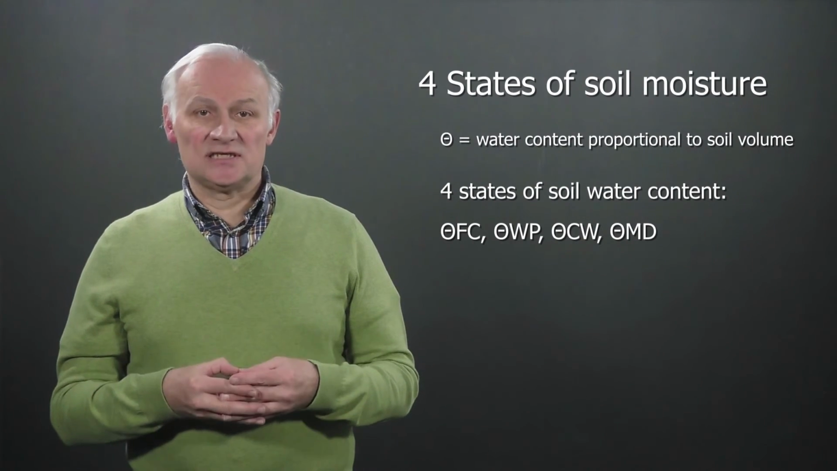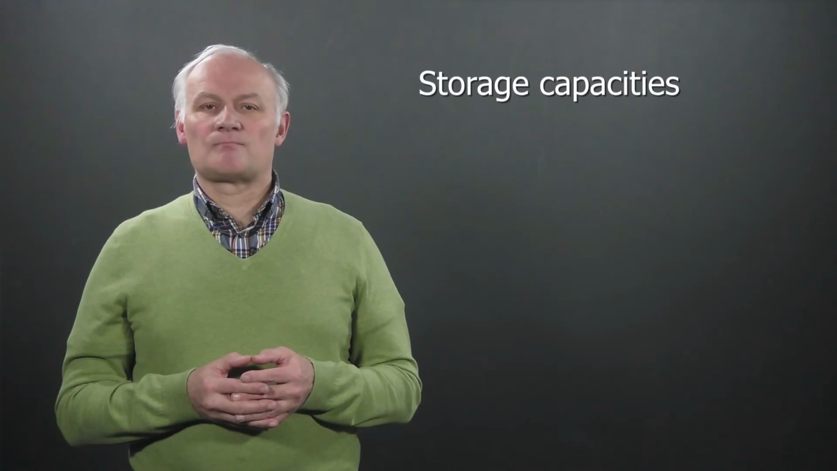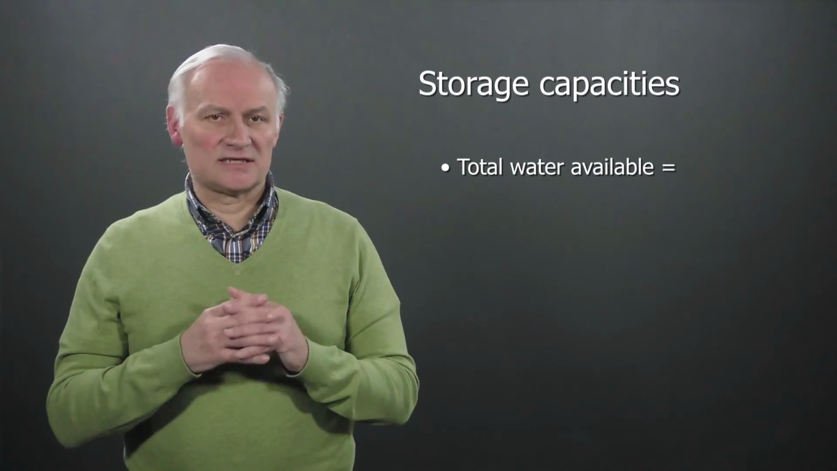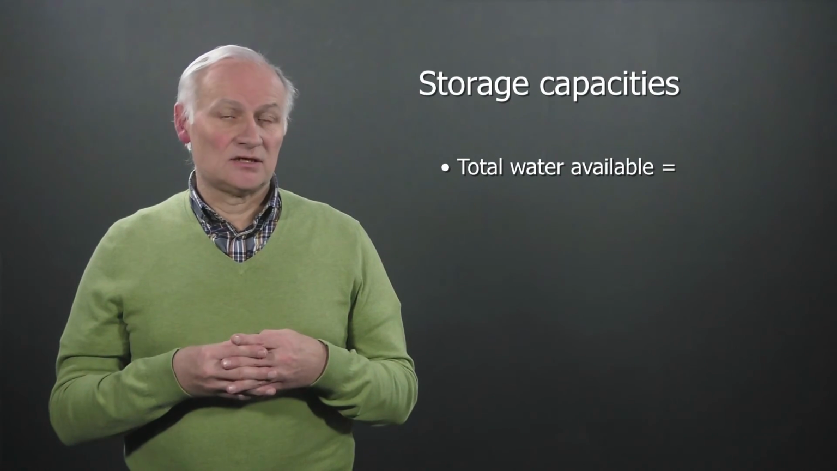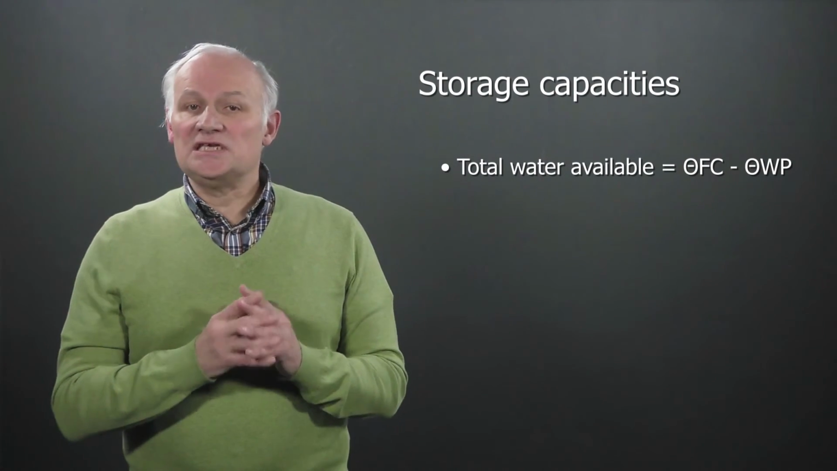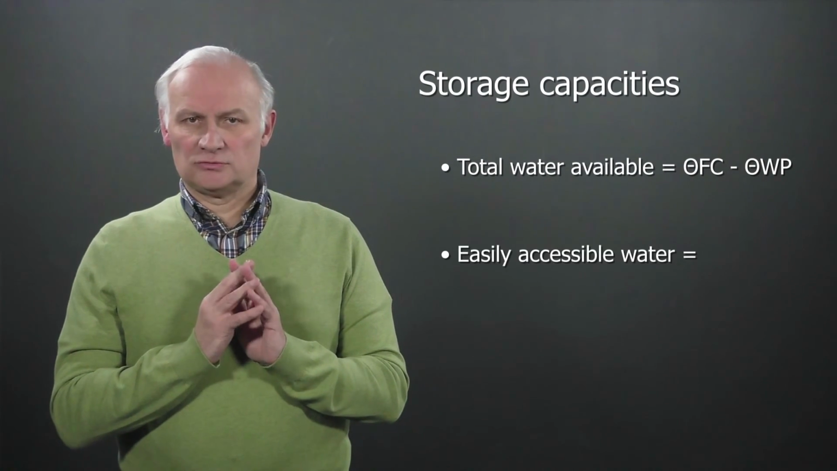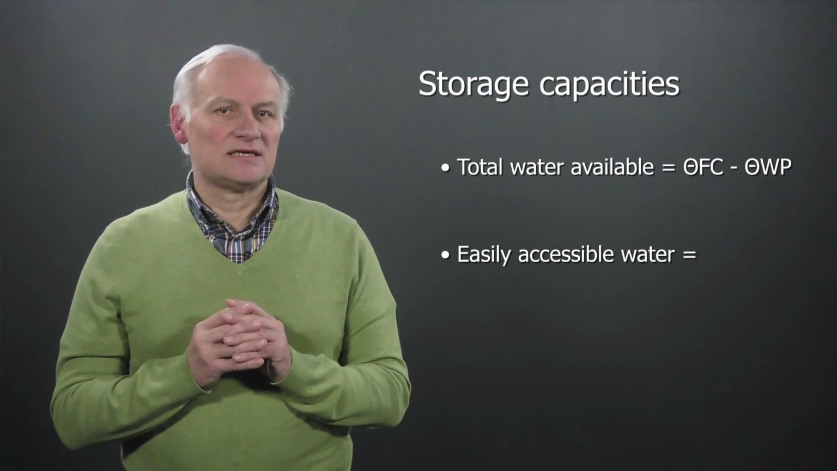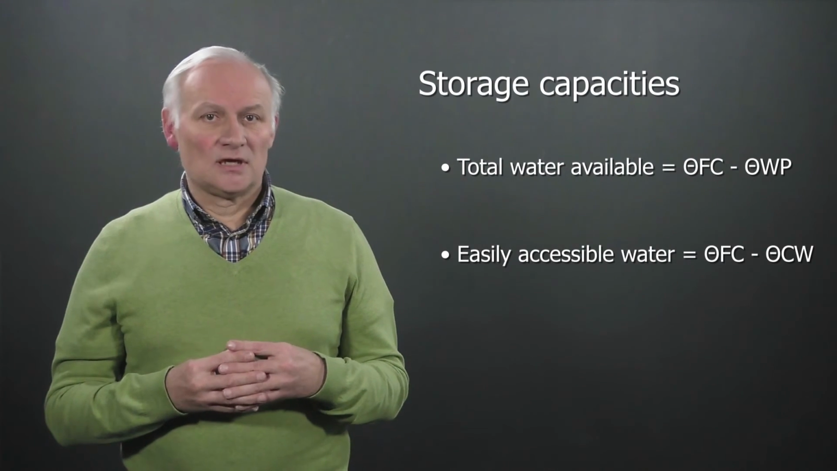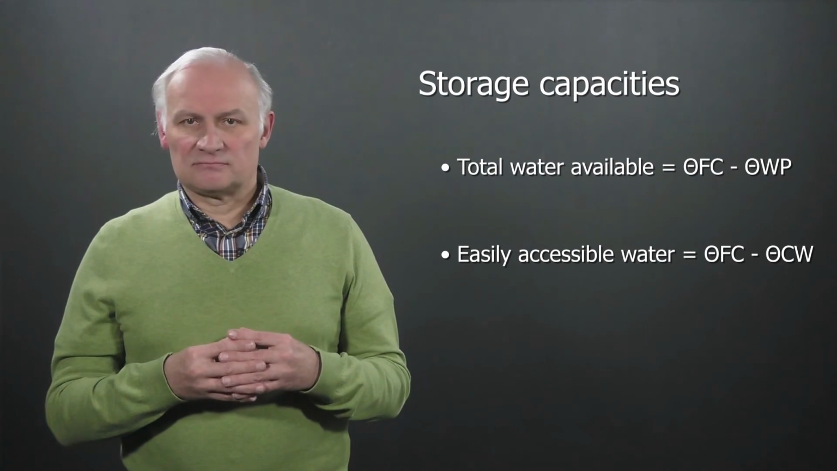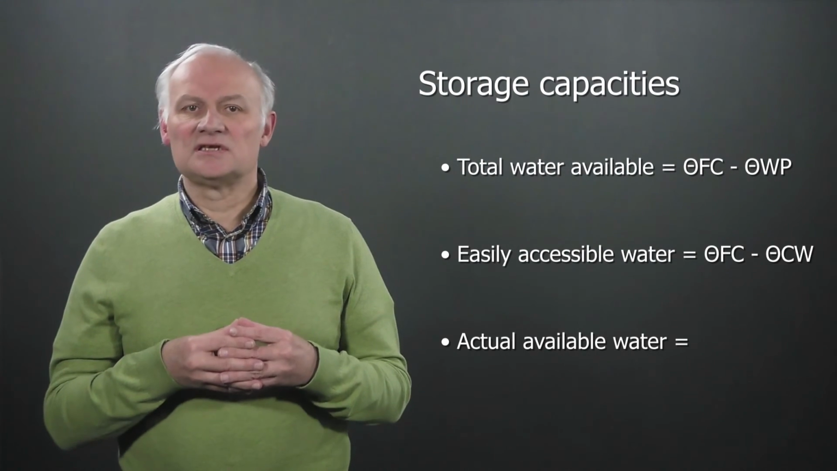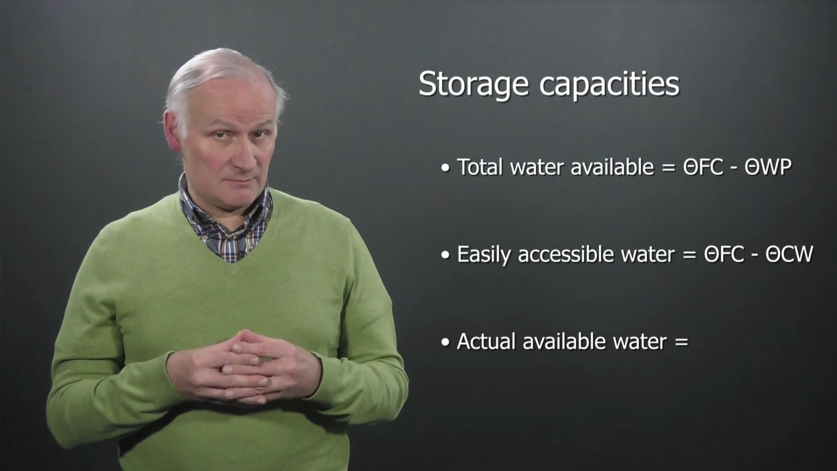This gives us distinct storage capacities. The total water available for a crop, regardless of stress or not, is theta FC minus theta WP. The easily accessible water, so to uptake without any stress, is theta FC minus theta CW. The actual available water at some stage for the crop just before irrigation is theta FC minus theta MD.